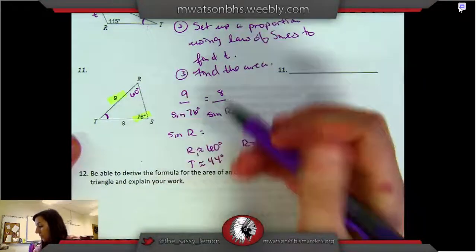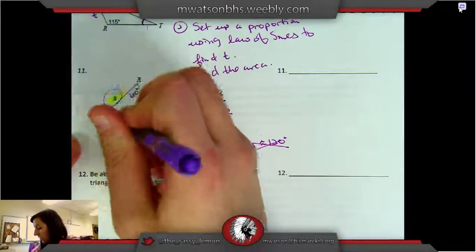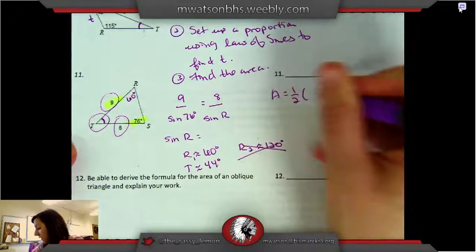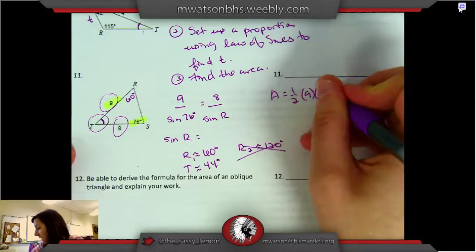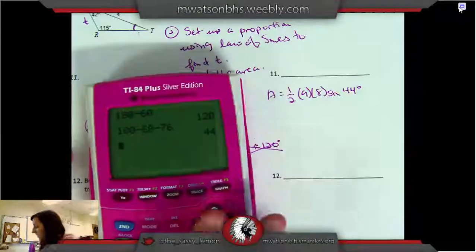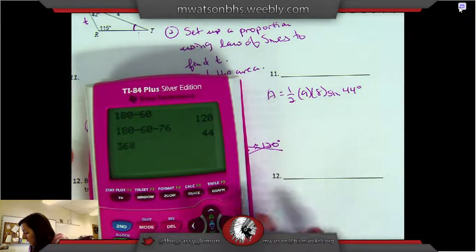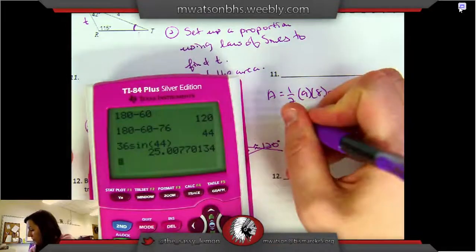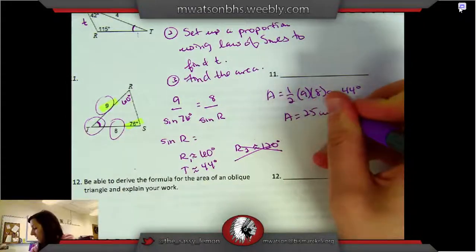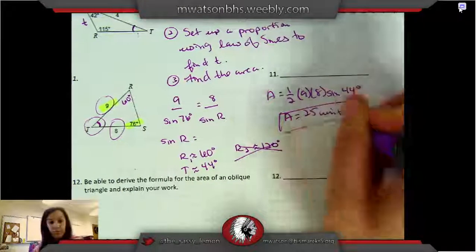And so now we can just plug these three into our area formula. 1/2 times 9 times 8 times sine of 44 degrees. And we end up with 36 sine of 44, which is 25 units squared. And there you have it.